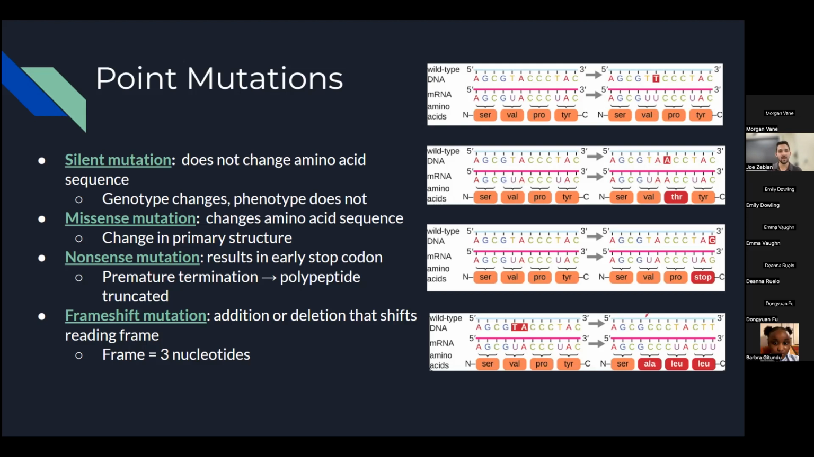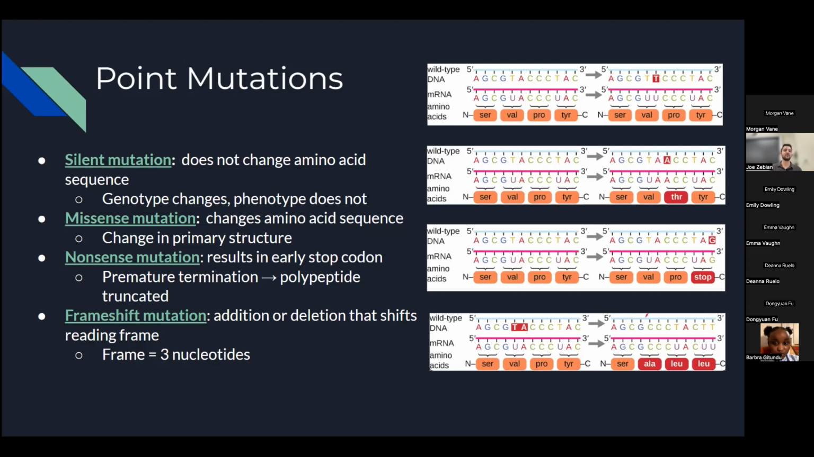And then probably the most significant one is the frame shift mutation. This is where an addition or deletion within the translation frame shifts the reading frame. So as mentioned, the reading frame is 3 nucleotides long. Each codon is determined by the start codon. So you have AUG, and then you have your next 3 nucleotides after AUG. That's your first codon after the start codon.